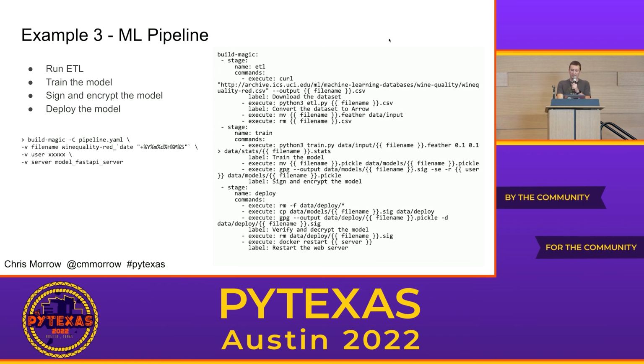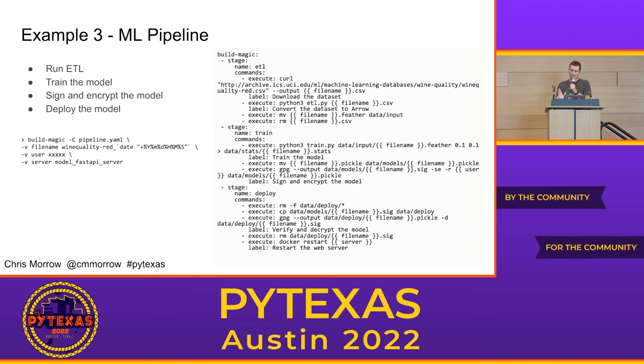So the first thing it does in this first stage is it downloads the wine quality data set and then calls etl.py. In this case, all etl.py is doing is converting a CSV file to a feather file using PyArrow. And in the second stage is where I train my model.